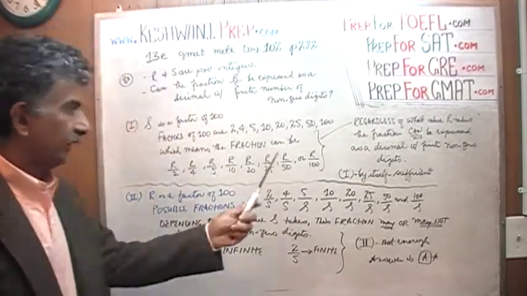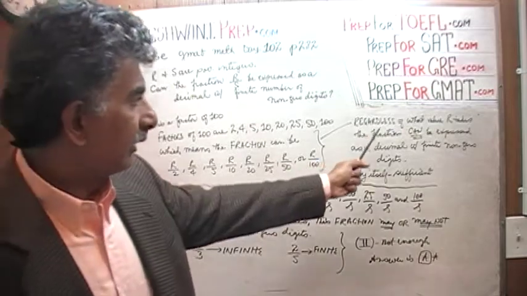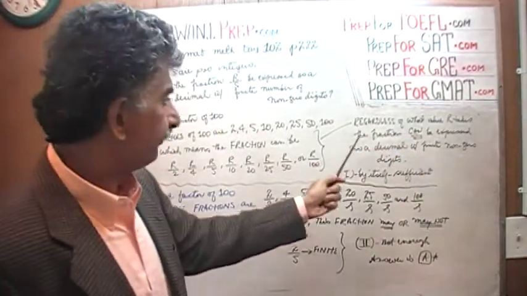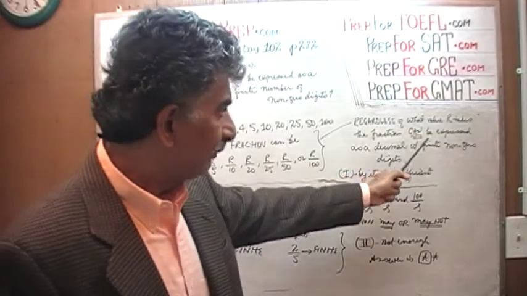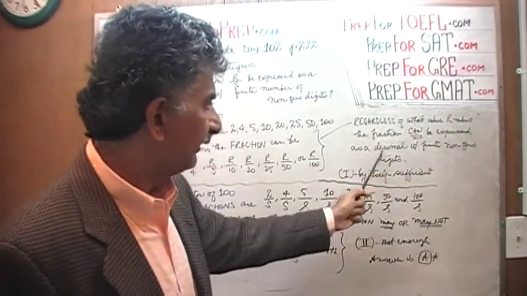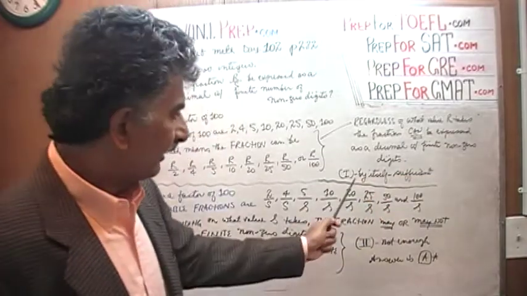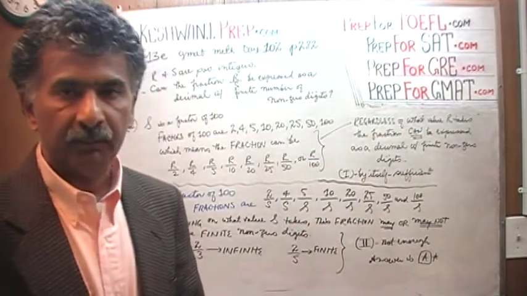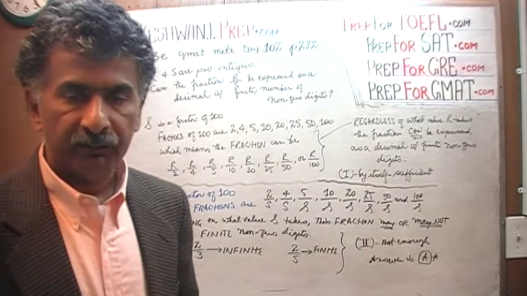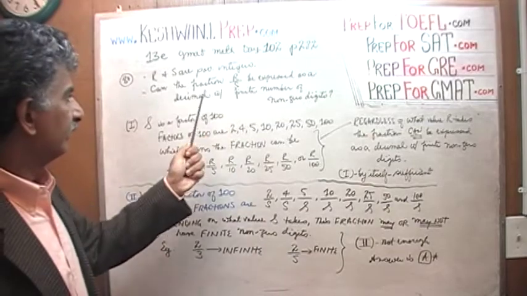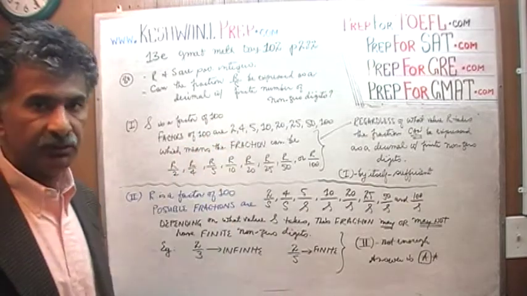So it doesn't matter what R is here. Therefore, regardless of what value R takes, the fraction can be expressed as a decimal with finite non-zero digits. Statement 1 by itself does provide sufficient information to answer the question. The question was, can this fraction be expressed as a decimal with a finite number of non-zero digits? The answer is yes.